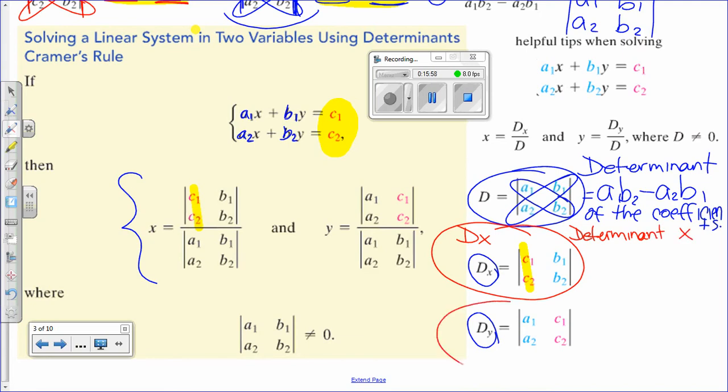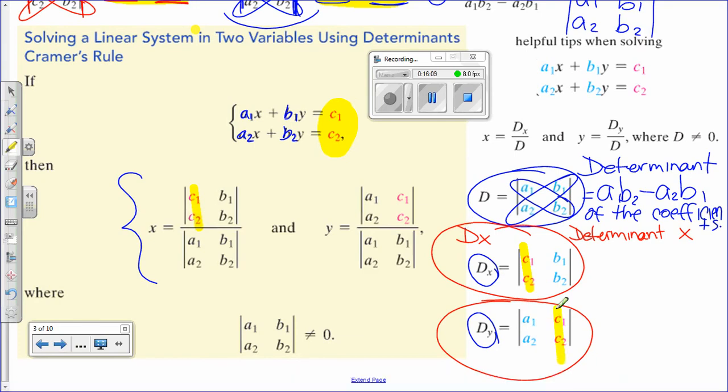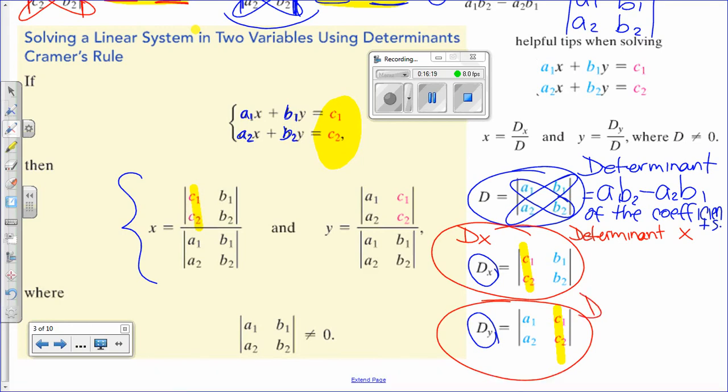Now, the next one, which is d sub y, will be the same thing as the determinant of the coefficients, but instead of replacing the coefficients of x, you replace the coefficients of y. And you replace those, again, with the constant terms. I will be referring to that determinant as the determinant y. I will not call them dx and dy because once you take calculus, you will know why that is a term reserved for the derivative.